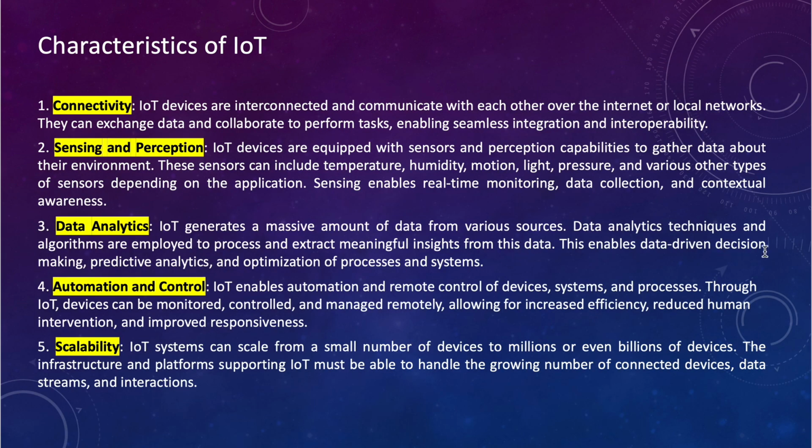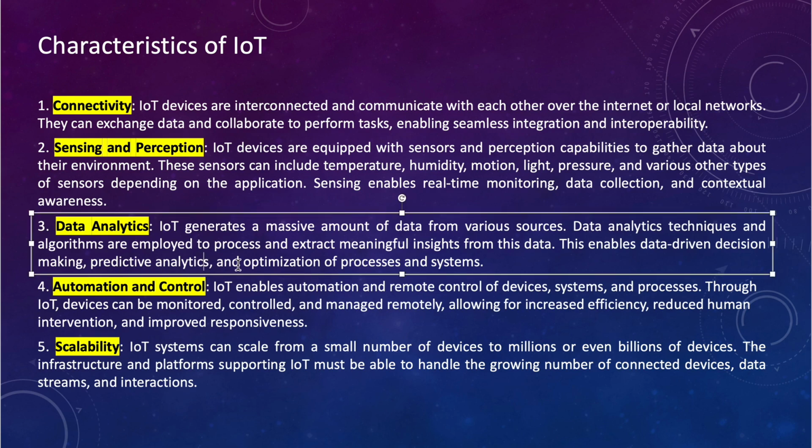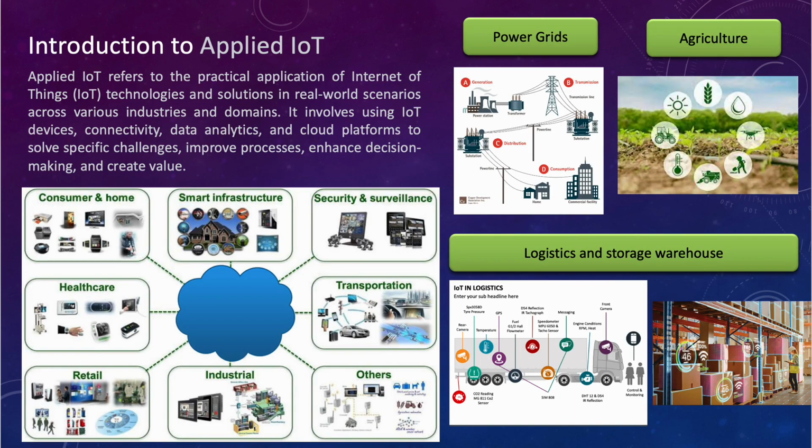So data-driven decision making, predictive analytics, we talked about it, right? We talked about predicting, looking at the data now. We are looking at how it's going to be in the future. Optimization of processes and systems, right? Again, optimization. So the decisions in the power grid are made to optimize it, if more power is needed or less power is needed, right? By looking at the weather conditions.